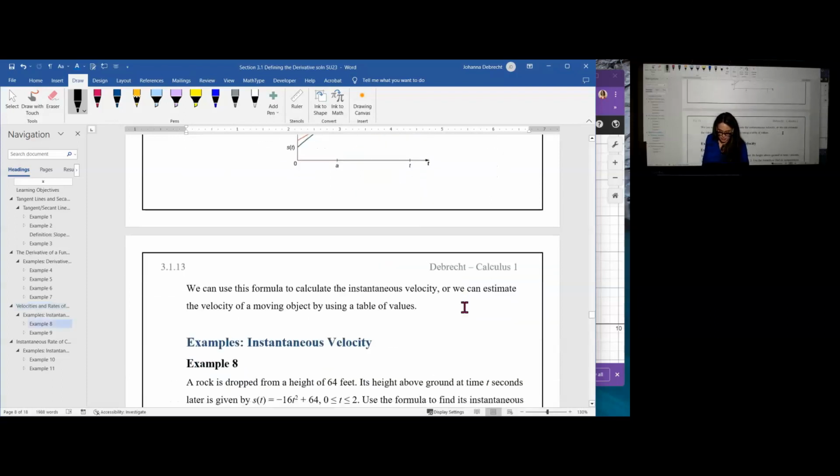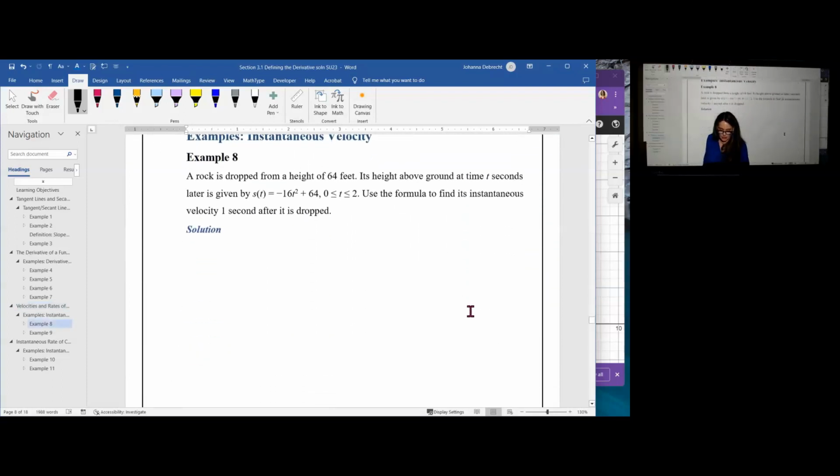Let's now look at a couple of examples calculating instantaneous velocity. This is going to be exactly the same as what we did before, but now our function is called s of t instead of f of t. You can use any of the three formulas you want to find the instantaneous velocity at t equals 1 second. Pause the video to work it out now.